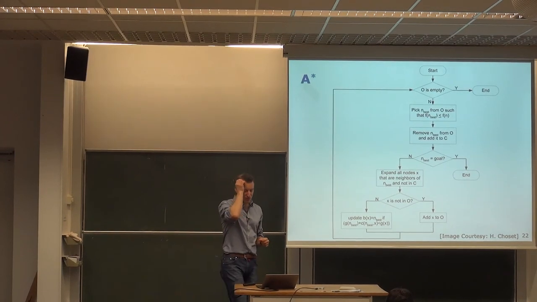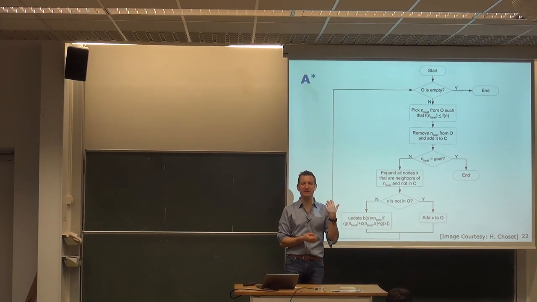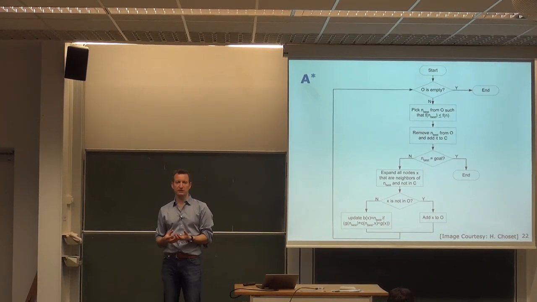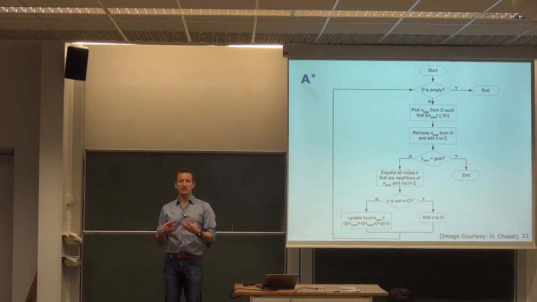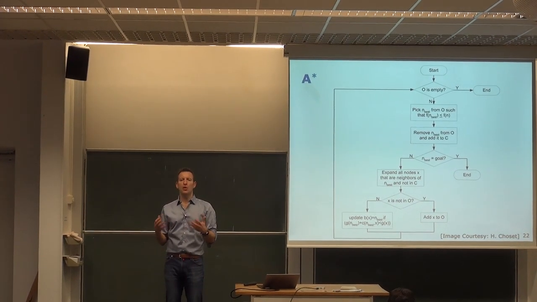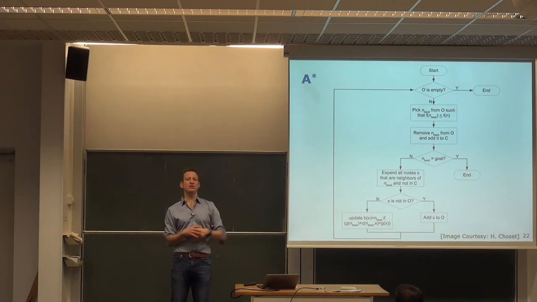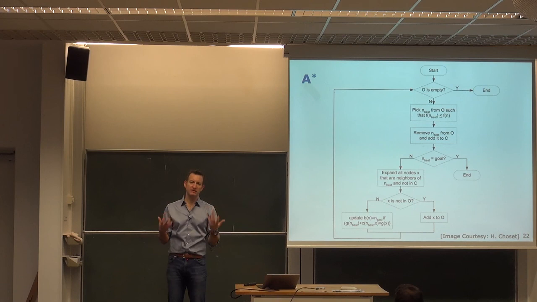And the only thing which has changed between this informed search and the uninformed search, or the greedy search, is that the cost in this priority queue is different. In the greedy search, I only take into account, what did I pay so far? And in the informed search, I take into account, what did I pay so far, plus what do I estimate to need to pay in the future? Only an estimate.